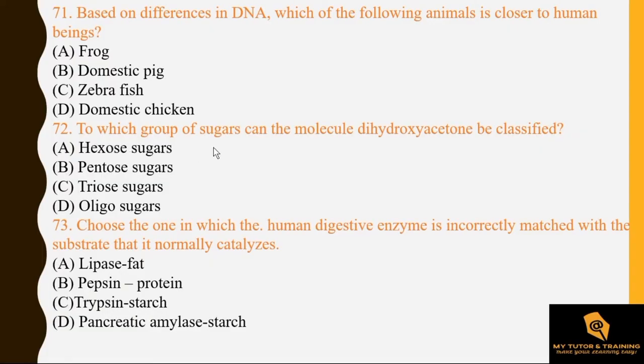To which group of sugar can the molecule dihydroxyacetone be classified? A. Hexose sugar. B. Pentose sugar. C. Triose sugar. D. Oligo sugar or oligosaccharide.